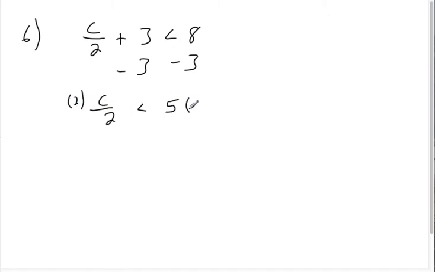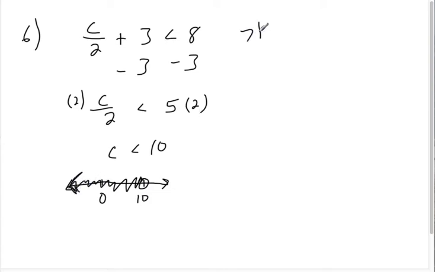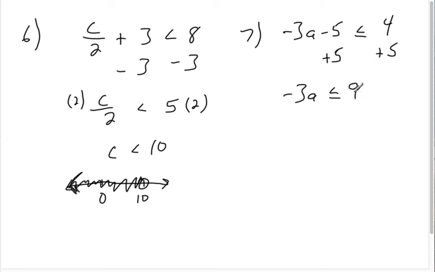Okay, number 6. We have c over 2 plus 3 is less than 8. I'm going to subtract first. If you choose to multiply by 2 first, you would have to multiply everything by 2, including this 3. So don't forget that if that's what you choose to do. I'm going to multiply everything by 2 now. So I'm going to have c is less than 10. Graphing that, I got a 10, 0. Open circle, because it's less than. Just less than. And shading left, less than.